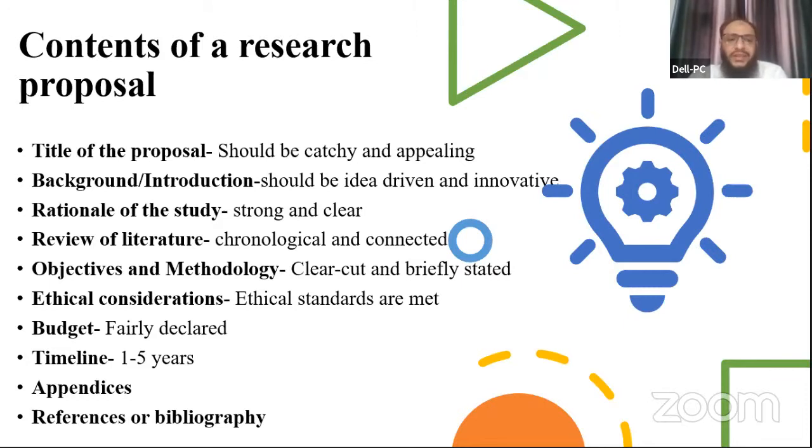Then review of literature. It is not a very important component. Rather, some funding agencies ask for the review of literature, or some ignore the review of literature. But for a budding researcher, we should have a control on our review of literature. So a review of literature should be written in a chronological and well-connected, interwoven manner. So we will discuss how to write a review of literature.